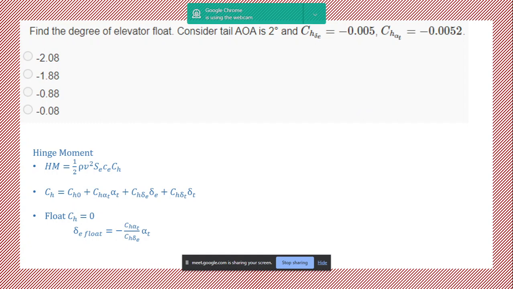Okay, so these are the equations that we have used. Like I said, for float, your CH is 0. There is no hinge moment, H is 0. And delta E float is given by the expression with CH delta T by delta T. Alpha T was the tail angle of attack. Delta E was the elevator deflection. What is delta T? Trim tab. Yes. Since the question has no trim tabs, we have negated this term and we assume a symmetrical airfoil.